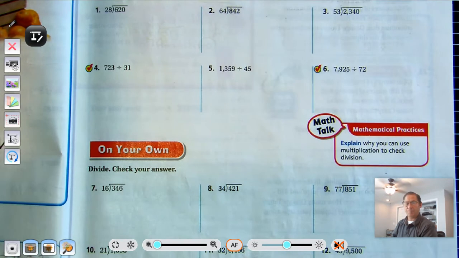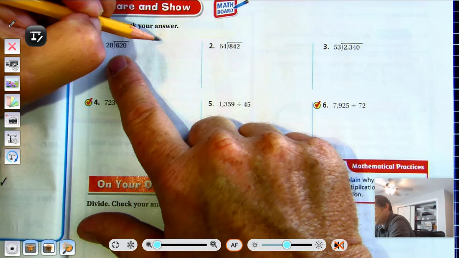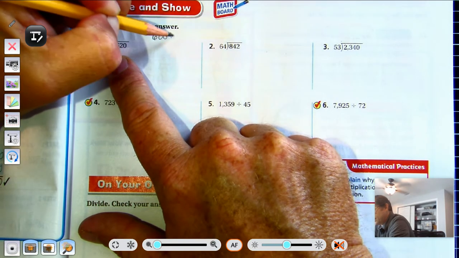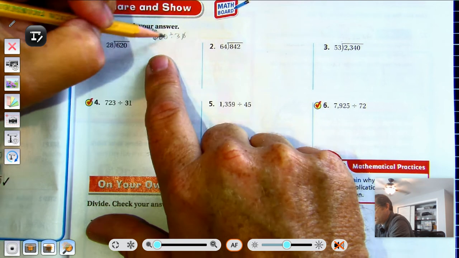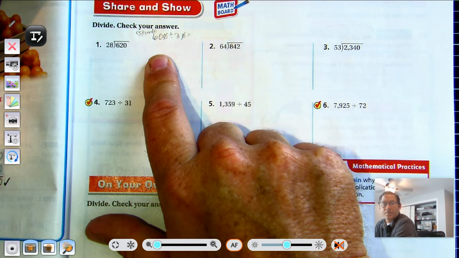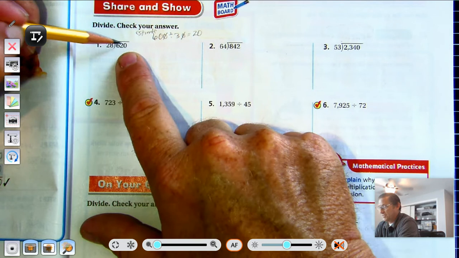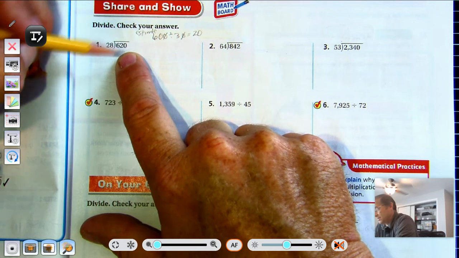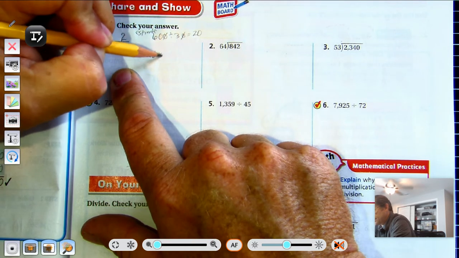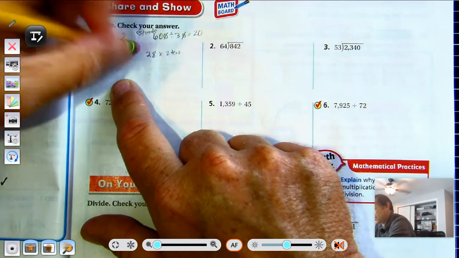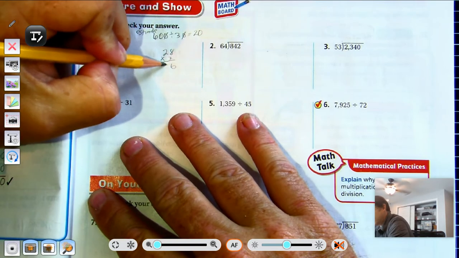Number 1 on page 87. So 620 divided by 28. My estimate would be 600 divided by 30. Cross out the end zeros. 60 divided by 3 is 20. So my first digit has to be in the tens place. So let's try 28 times 2 tens. 28 times 2 is 56.